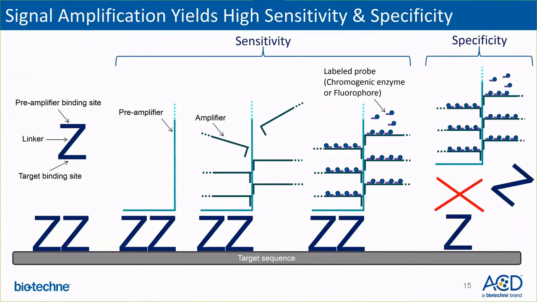If a single Z binds to the target mRNA transcript, the preamplifier cannot bind as it needs both double Zs to provide a binding site. This helps to ensure the specificity of the probes and helps reduce potential background staining.